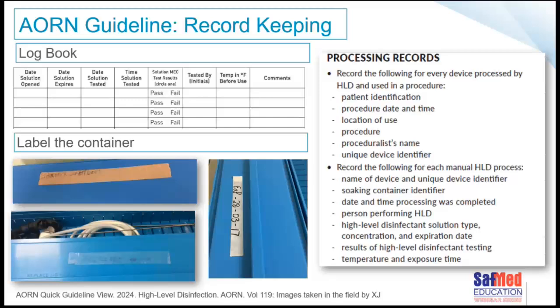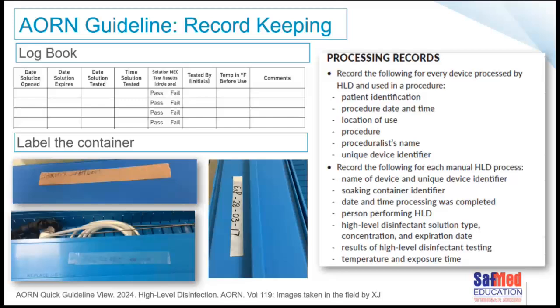Like you track and trace your instruments that go through the steam sterilizer, you should be able to track and trace to a degree the items that you're soaking in the high-level disinfectant. So here's what it says in this AORN guideline. This is the latest version of the guideline on the use of high-level disinfectants. It says over here that you should, of course, record the following.